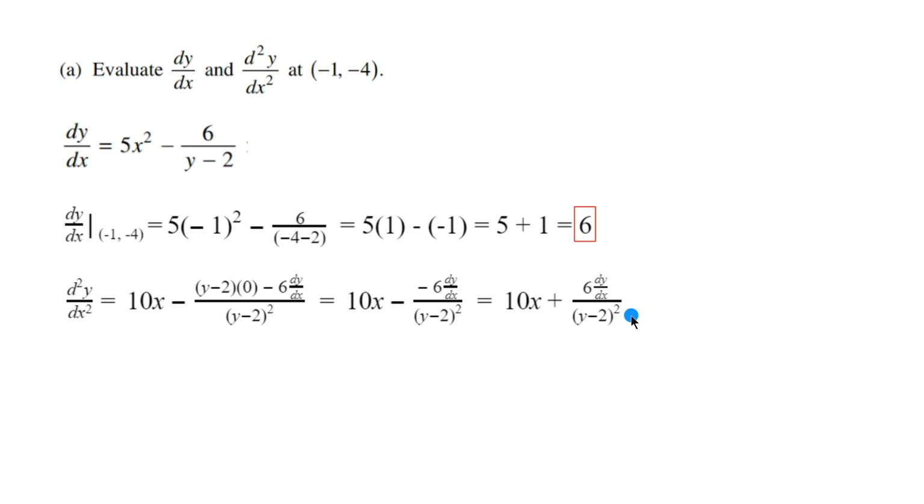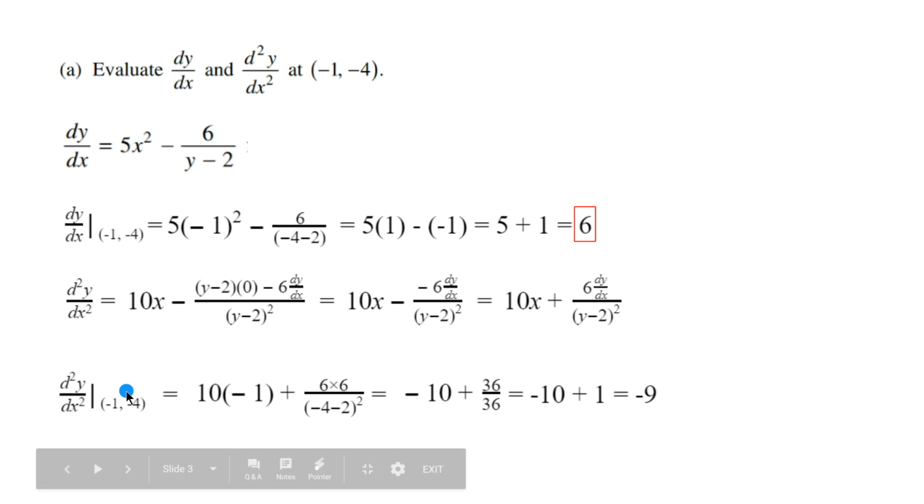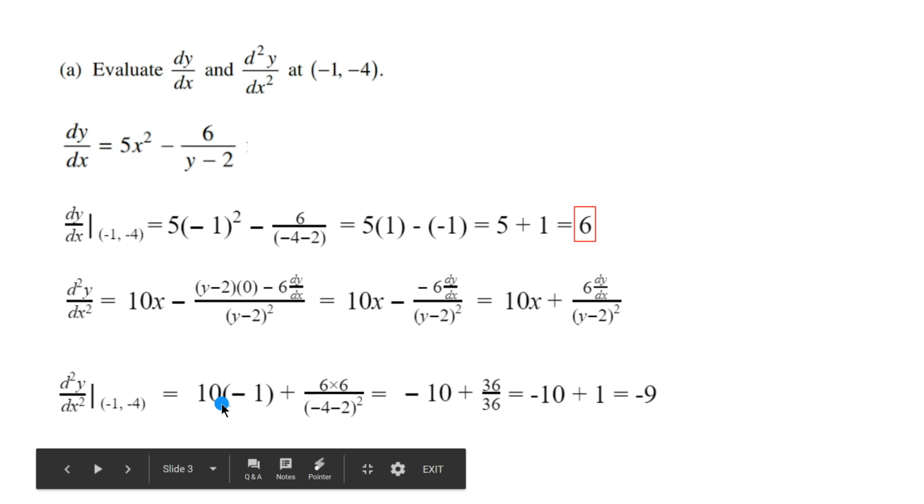And like for the first part of the question, you just plug in -1 for x and then -4 for y, giving you 10 times -1 plus 6 times the dy/dx at (-1, -4), which we established was 6, over (-4 - 2)^2. And that simplifies to -10 plus 1, which gives you -9. So -9 is your second answer. Okay, on to part B.